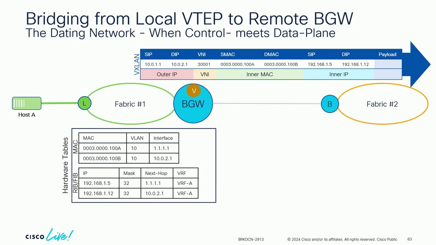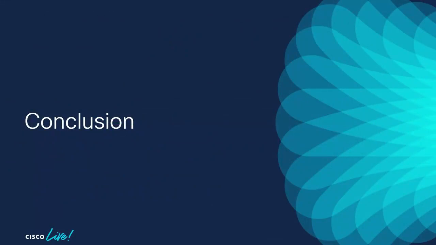Has anyone seen a switch that does MAC address change in bridging? At that point, it's not called bridging anymore. It's becoming a routing approach or a MAC rewrite approach. Everyone good with this? Yes? No? So I'll give you a conclusion to it.